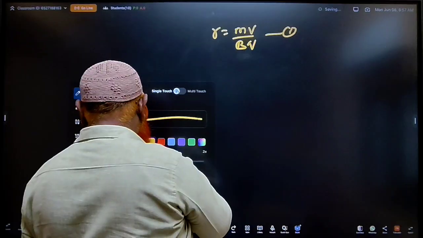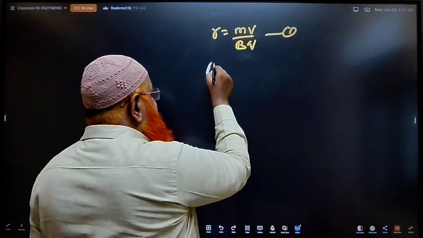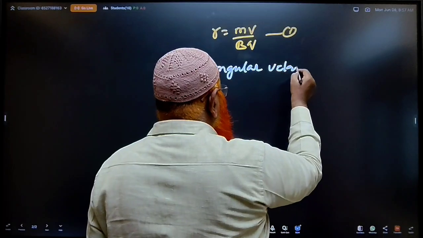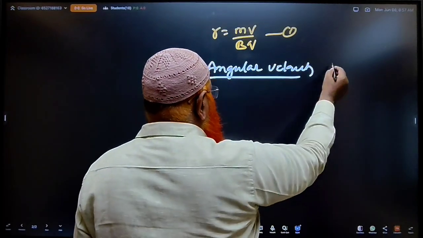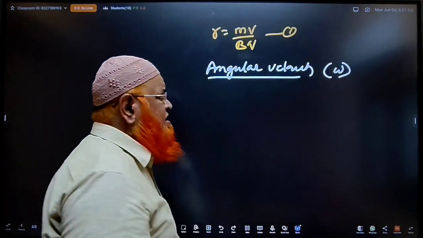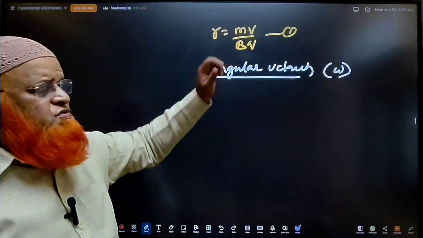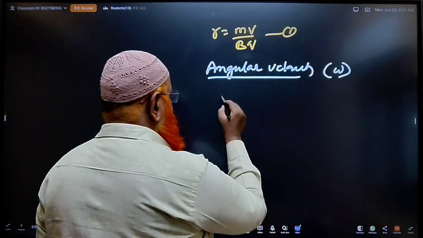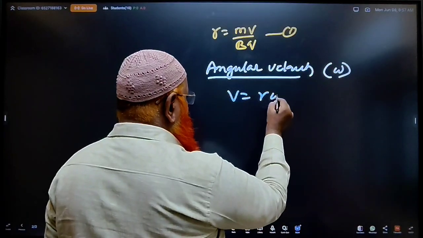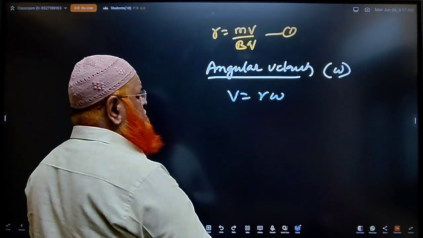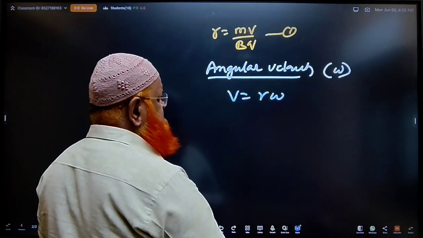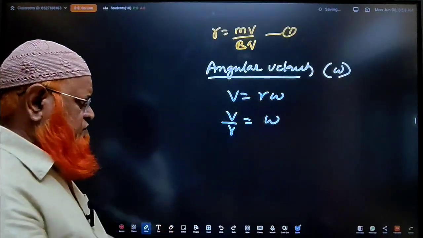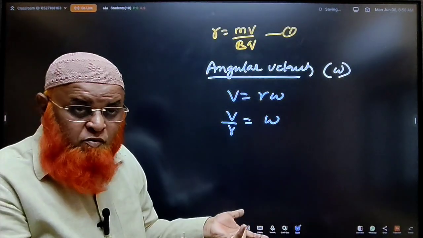Next, I would like to find out the formula for angular velocity by using this one. The formula for angular velocity is very simple here. So you all know V is equal to R omega. So V by R is equal to omega. V by R is nothing but omega.